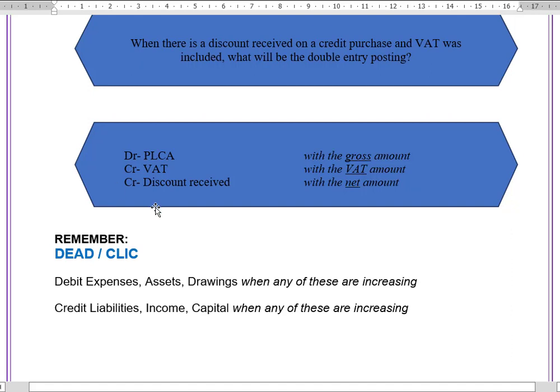So in this case, what accounts are affected? PLCA. PLCA is also the creditors control account. Your creditors is reducing. Your creditors is a liability account. And on the debit side, you credit liabilities, income, capital when any of these are increasing. In this case, your liability account, which is PLCA, is reducing. Then you have your discount received, which is classed as income in your hands, and that is increasing.